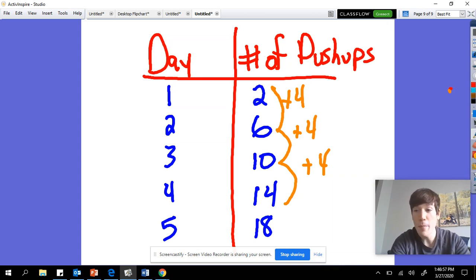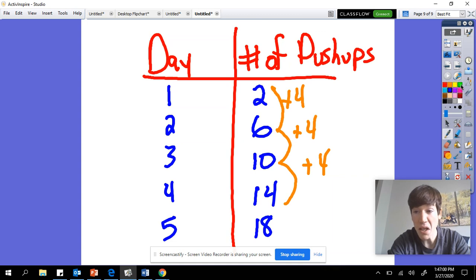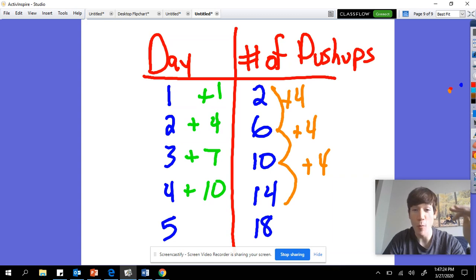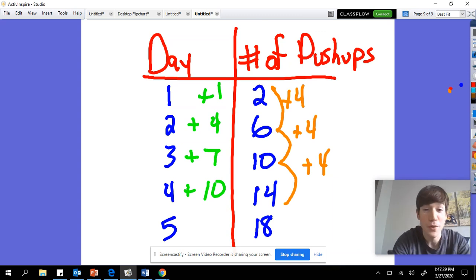Now, you may find other patterns here as well. One pattern that you also may recognize at some point is that if we actually look across this chart from day to number of push-ups, notice here if we add 1 plus 1, we get 2. Here, if we add 2 plus 4, we get 6. Here, if we add 3 plus 7, we get 10. If we add 4 plus 10, we get 14. You'll notice from 1, 4, 7 to 10, that number is going up by the same number each time too. Each of these are going up by 3. From 1 to 4 is 3, from 4 to 7 is 3, from 7 to 10 is 3. So there's multiple different patterns that you may see here.